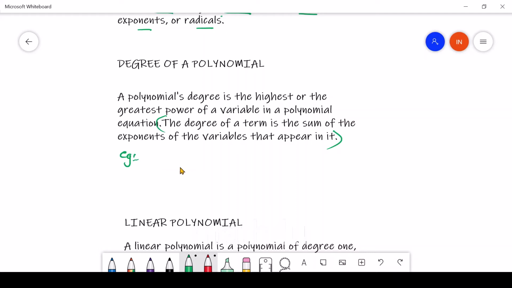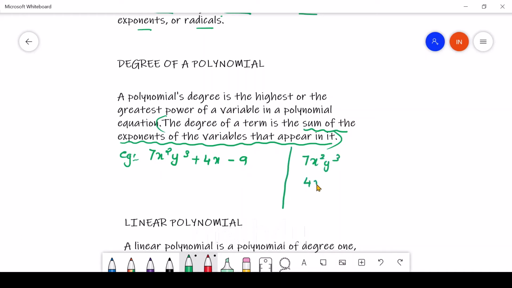As an example, 7x squared y cubed plus 4x minus 9. As you know, this is a polynomial, right? So what will be the degree of this? We have to sum the exponents of the variables that appear in each term. Then we have to check. We have three terms: 7x squared y cubed, 4x, and minus 9. The first two contain variables, so you have to sum up the powers.